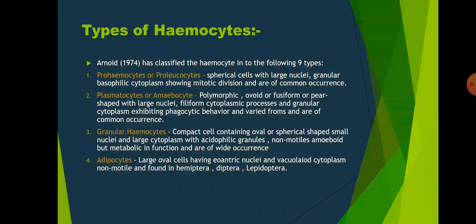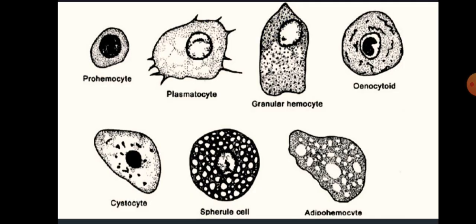Third, granular hemocytes: compact cells containing oval or peripheral small nuclei and large cytoplasm with acidophilic granules, non-motile, amoeboid but metabolic in function, and are of wide occurrence. Fourth, adipocytes: large oval cells having eccentric nuclei and vacuolated cytoplasm, non-motile, and found in Hemiptera, Diptera, Lepidoptera.